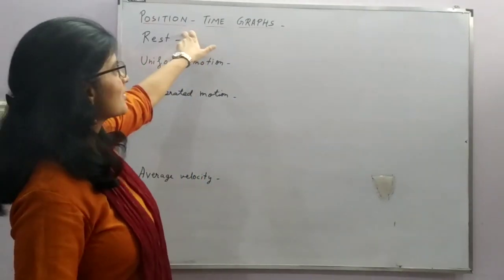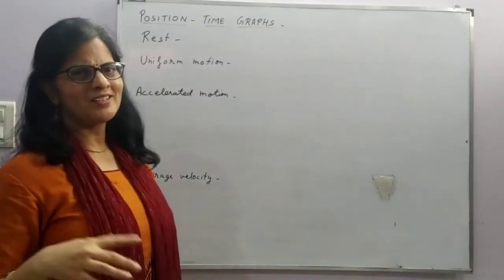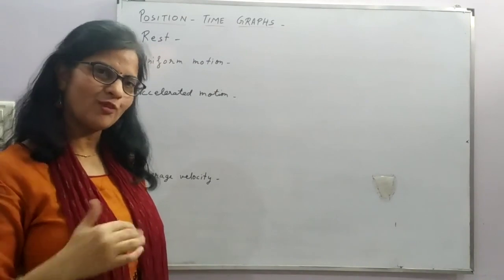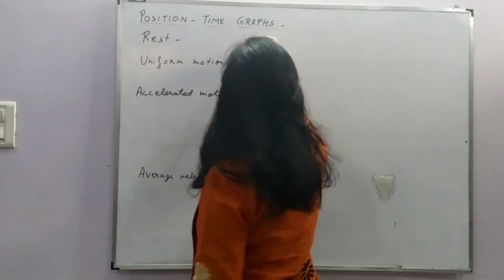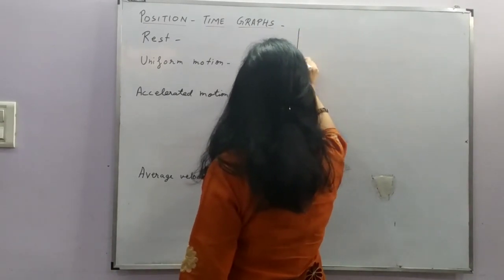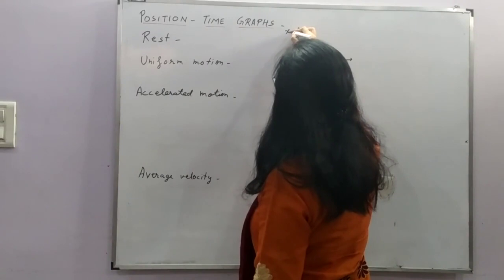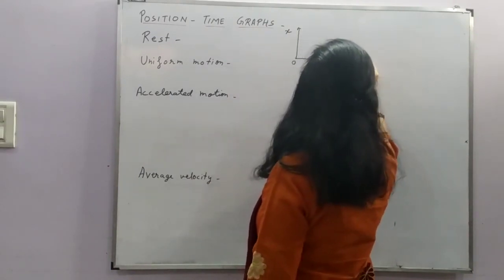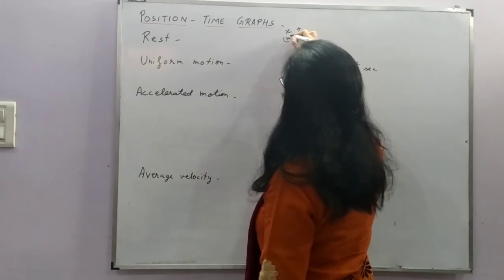So here we are discussing position-time graphs today, and again we are just comparing with whatever we have studied in 9th standard. So let's recall a graph like this. This is the position with respect to origin. This is the time. This is in seconds and this is in meters.